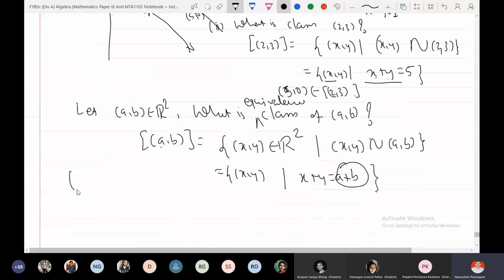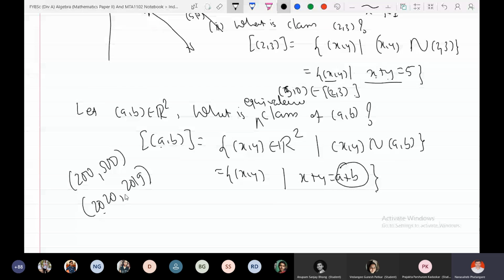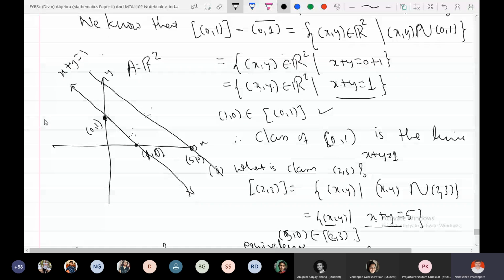What is the class of this point? Or (2020, 2019), I select this point. What is the class of this point? A line, but the slope is -1. Whatever. What changes if you change the point? The intercept changes, the right-hand side changes. This side doesn't change. Is it clear? And therefore, whatever point you select, I will get the equivalence class as a line parallel to these lines.